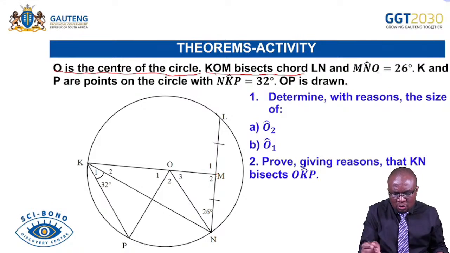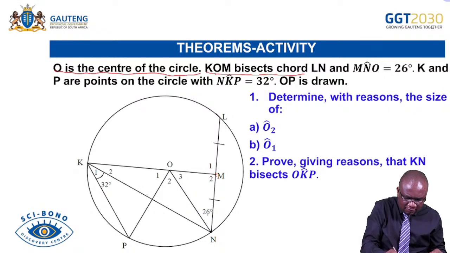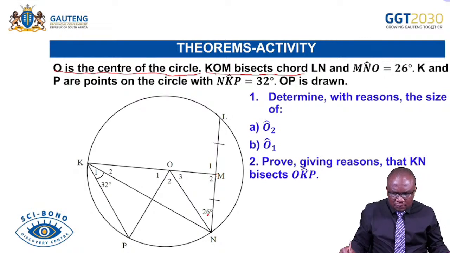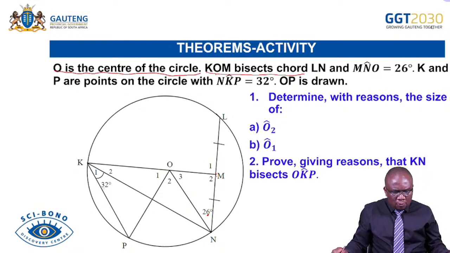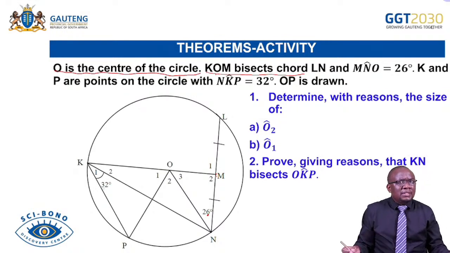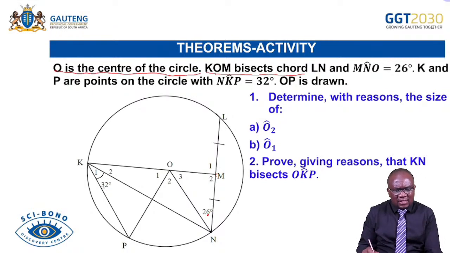Right? MNO is 26 degrees. Write that information on the diagram. Is it given? Yes, it's given. So it's fine. And then K and P are points on the circle. And then angle NKP is 32 degrees given there. And then OP is drawn. Determine with reasons the size of angle O2.